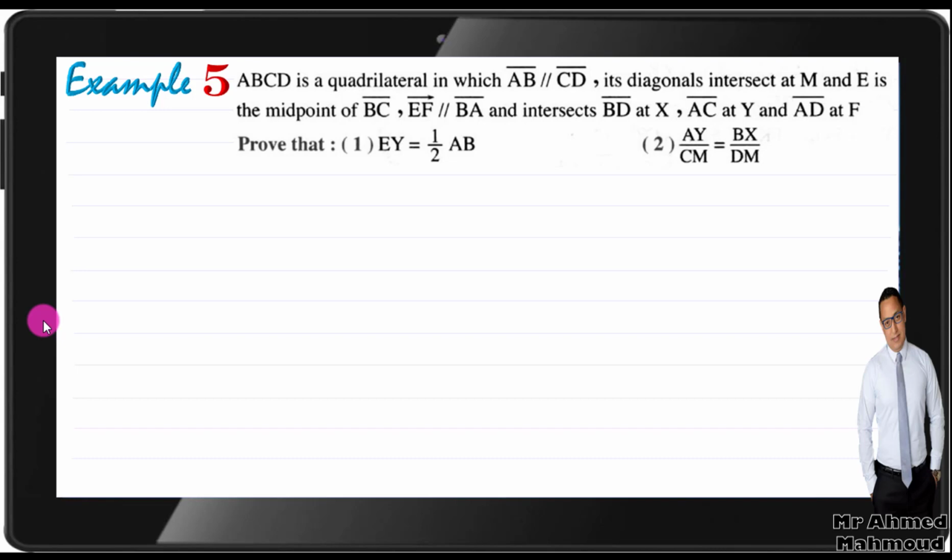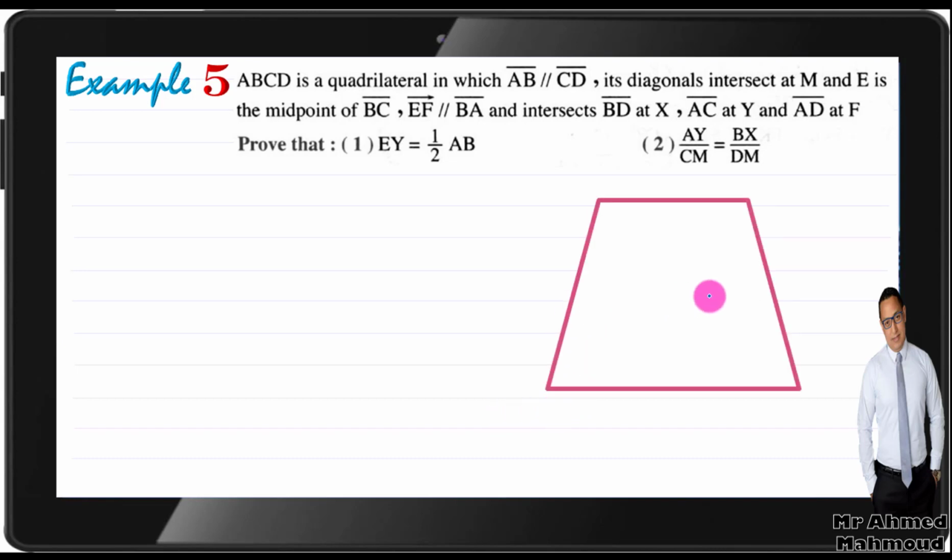Question 5, also I need to draw it. ABCD quadrilateral, where AB parallel to CD. First I'm going to draw a quadrilateral like this, and I'm going to call it ABCD, where AB parallel to CD. Its diagonals intersect at M, so I'm going to draw the diagonals like this, and the intersection point is called M.